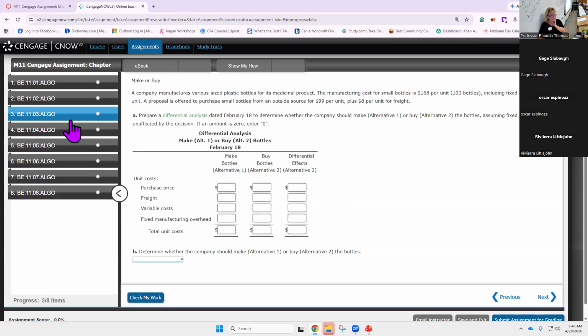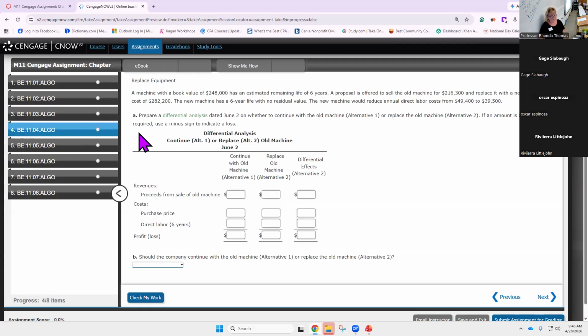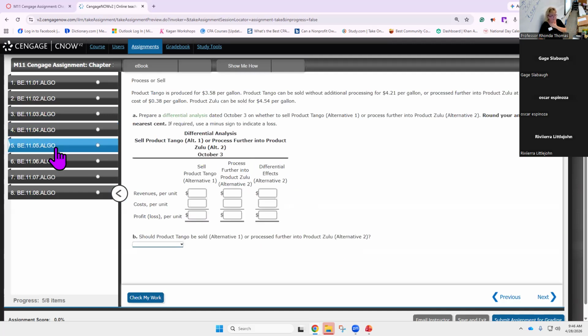The third one is a make or buy decision. Do we make the bottles or do we buy the bottles, right? So you got to go through the costs. Some you got to look at costs, some you got to look at revenue, some you look at both. Just depends on the decision that's being made. Here is a decision to replace equipment, continue with the old machine or replace it, okay? This is, do we process it further or do we sell it now?